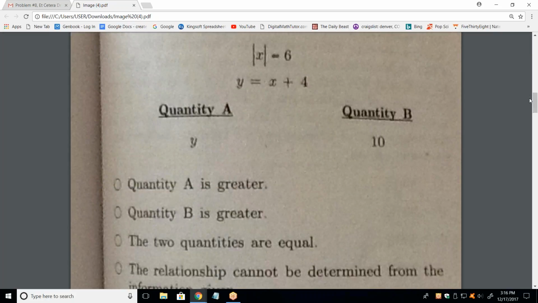Does that say the absolute value of x is equal to 6? Good question. Yes. Is that a plus sign or a minus sign? That's an equal sign. Okay. So y. Let me think for a second here.